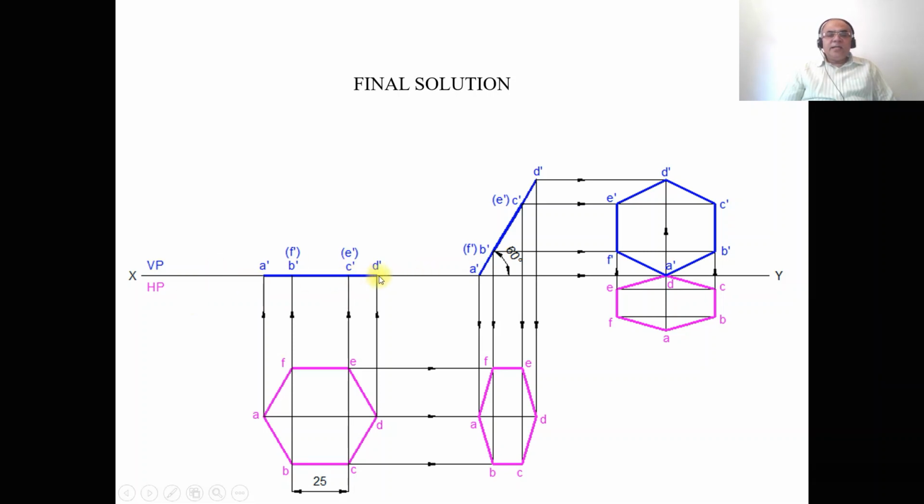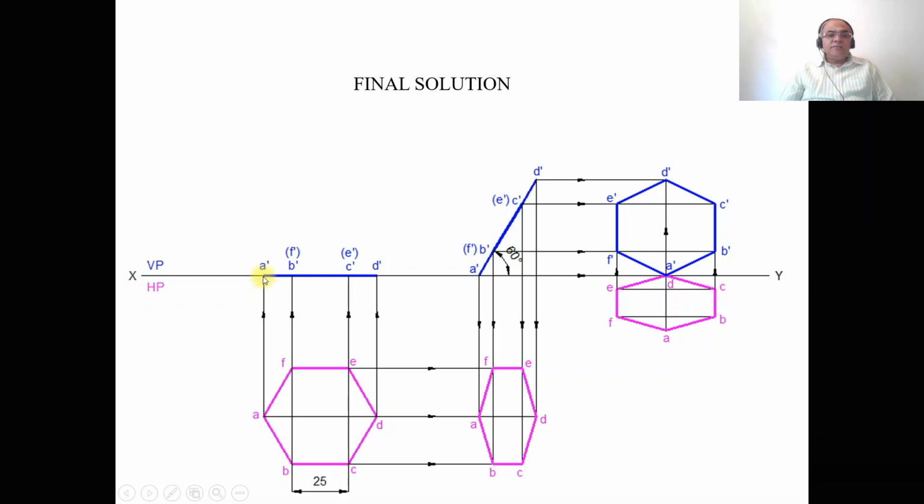So you consider any convenient distance from the first position front view, and you mark that point on the XY line, and you mark that point as A dash. By using the protractor with A dash as center, measuring an angle of 60 degrees with respect to the XY line, you draw an inclined line. Then by using the compass, you measure the distance from A dash to D dash, and with A dash as center, cut an arc on that inclined line, and you mark this point as D dash.